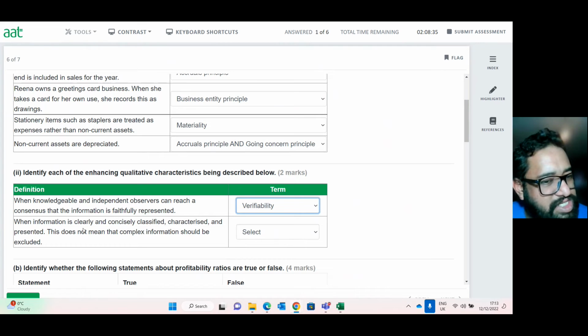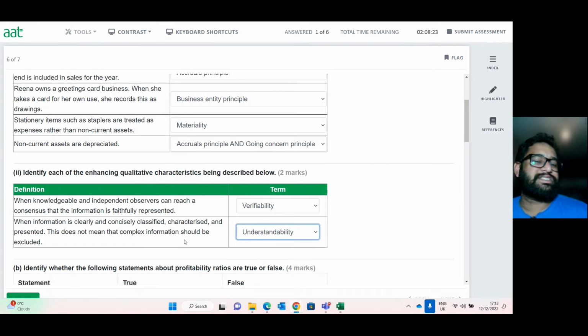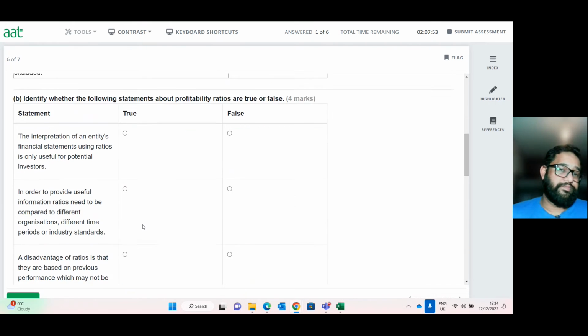And then when the information is clearly and concisely classified, characterized and presented, it does not mean the complex information should be excluded. It's there, but we don't have to use all of it. It's mostly due to understandability. If you look at the financial statement, can you understand by looking at the main statement what is the summary of it? That is the part they're trying to say here. The complex information, they have split it down into annexes, addendums. That's something for you to investigate further. But for you, it can be clearly and concisely classified, characterized, and presented. That is more of a thing with the enhancing quality of understandability.